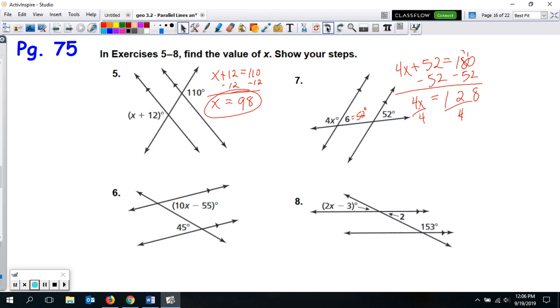Divide by 4. And so when we do 128 divided by 4, we can say, well, 12 divided by 4 is 3, and this is 2. So 32 is what that should be. X is equal to 32. All right, so now that you saw me do these two, 5 and 7, I want you to try 6 and 8 on your own and see if you can get the answer for x, and then play the video and check your answers. So go ahead and pause the video now and do 6 and 8.